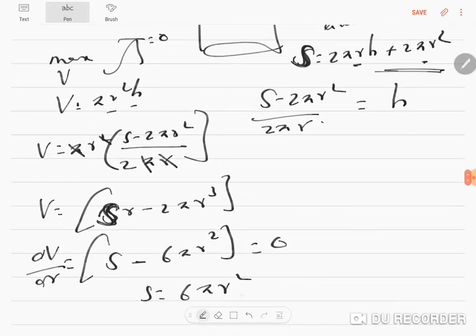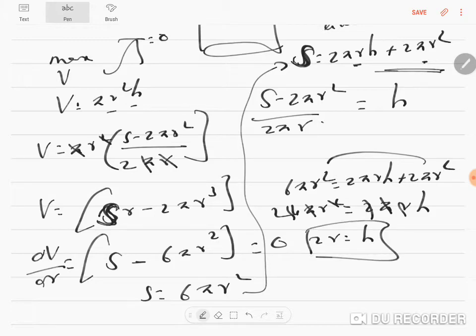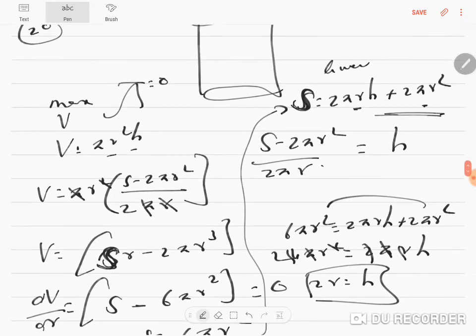Now go back here and substitute 6 pi r square for S. 6 pi r square is equal to 2 pi r h plus 2 pi r square. So subtract this, and 4 pi r square is equal to 2 pi r h. Pi and pi get cancelled, 2 and 2 get cancelled, r and r get cancelled, so 2r is equal to h. Thus you get h is equal to 2r, and that's the question. They asked you to prove that height is equal to the diameter of the base. So we have proved it.